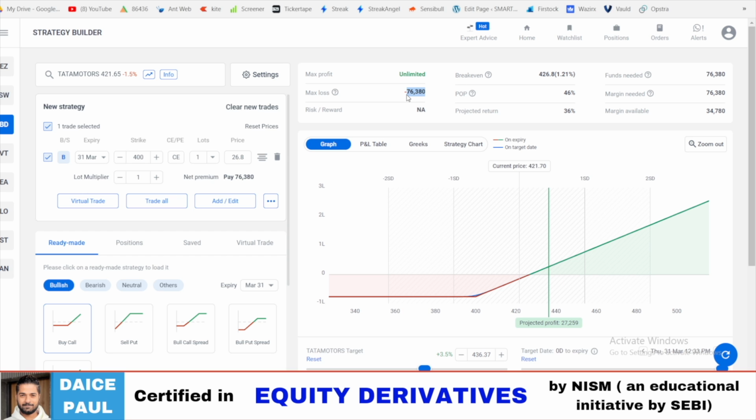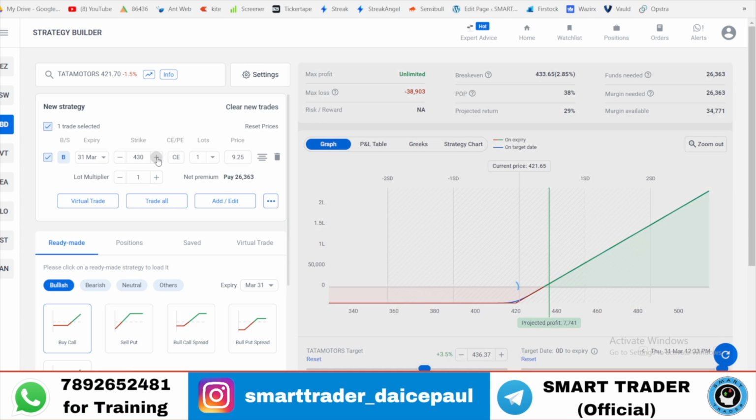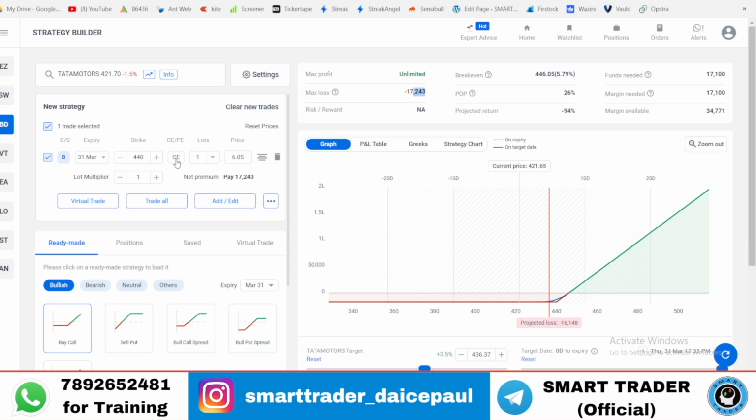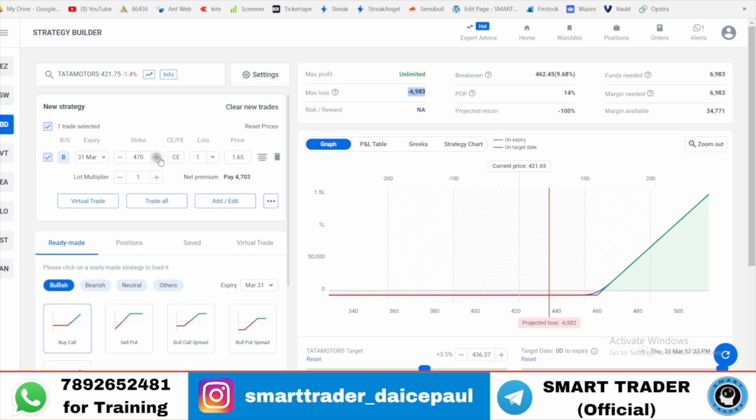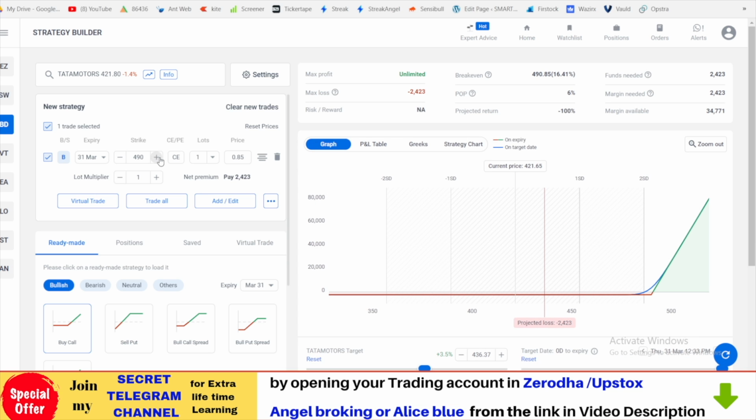See, the maximum loss has increased. So if you try to play here, your loss is going to increase. If you try to go forward, your loss is going to decrease. You see this? The premium, maximum you're going to lose only 10,000, maximum 6,000, maximum 4,000, maximum 3,000, maximum 2,000 only you're going to lose in this trade. Okay, and profit is unlimited.